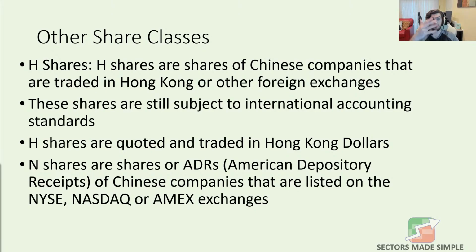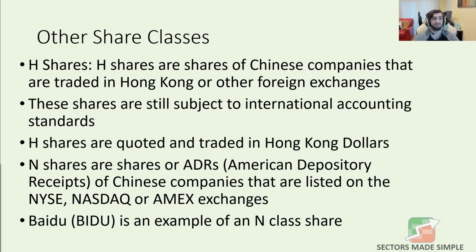N shares are what you all would see and gain access to if you bought a Chinese company from the US. These are shares, or ADRs, also known as American Depositary Receipts, of Chinese companies. These are a share in a company that is headquartered or incorporated in China, but also listed in the US. It sounds crazy, but I promise you, you've heard of companies like this before.